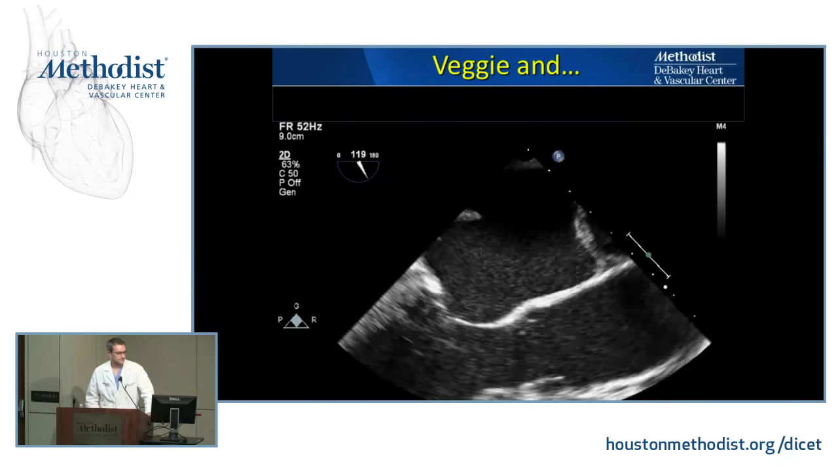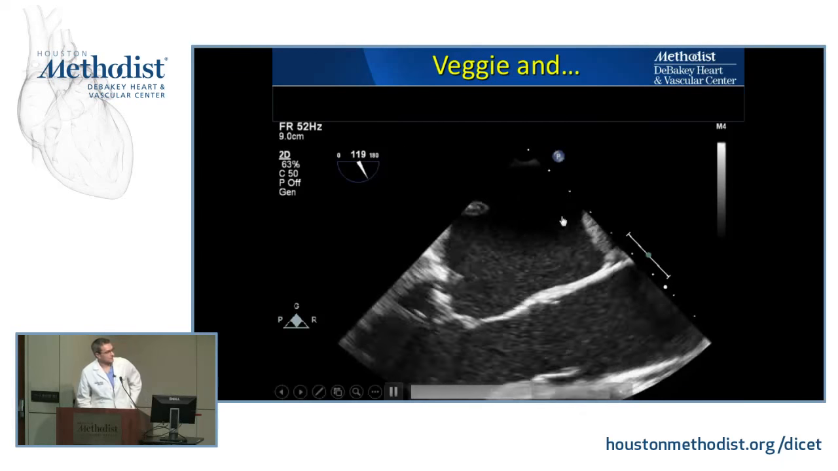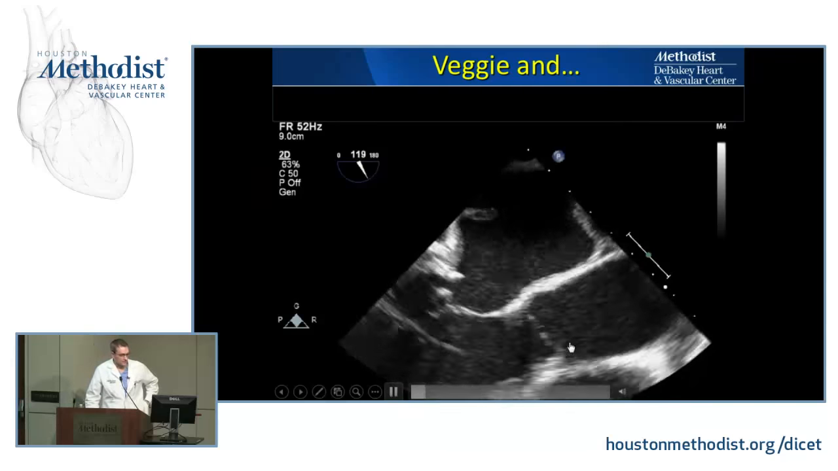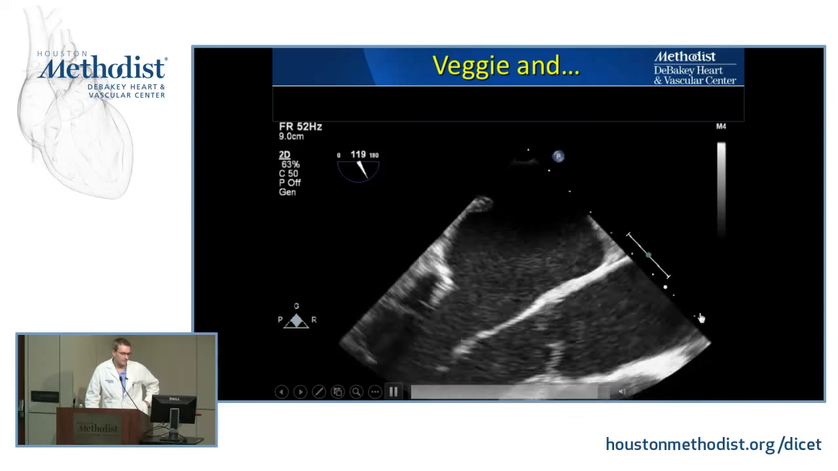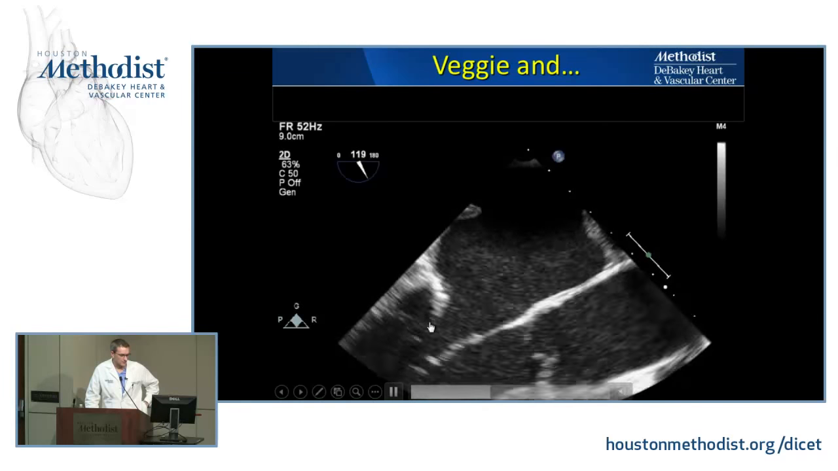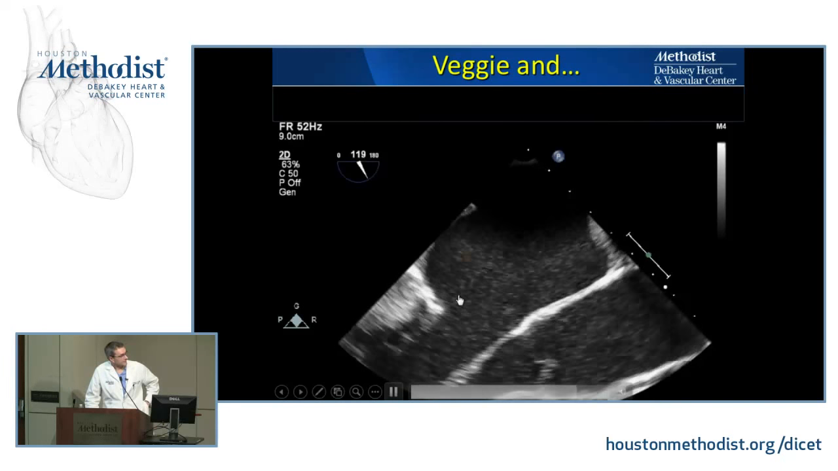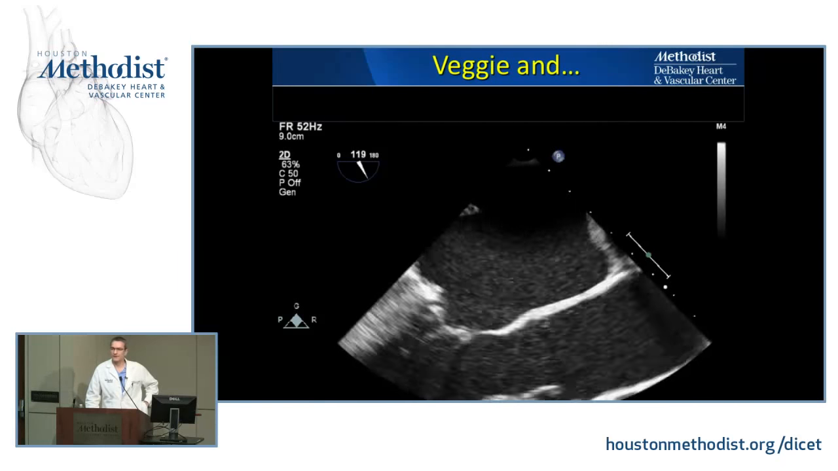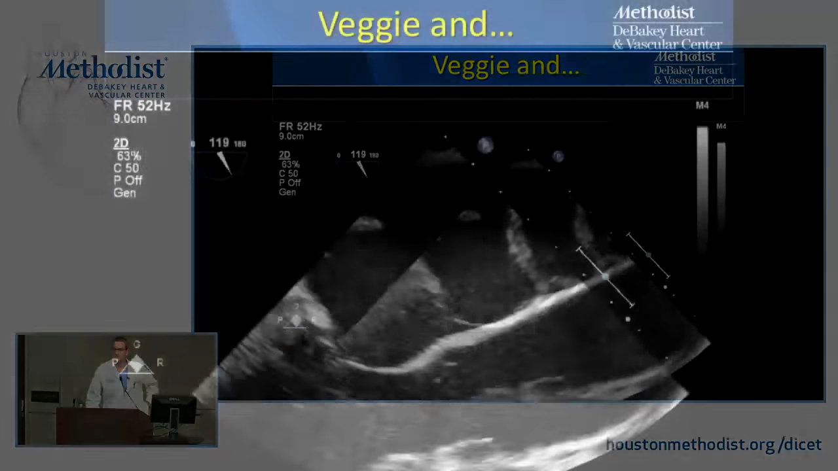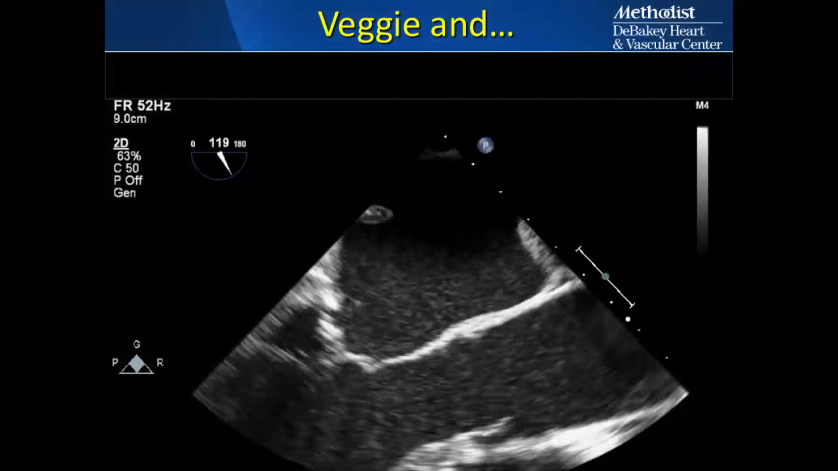All right, so we're looking at this TEE of the mitral and aortic valves. If you look at the aortic valve, that's at the bottom of the image here, there's nothing obviously abnormal. If you look closely at the mitral valve, there's a little something funny happening up here. Sometimes that's just an artifact kind of coming in and out of the plane. Maybe that's some of the posterior annulus, which is normal, but it looks kind of weird.